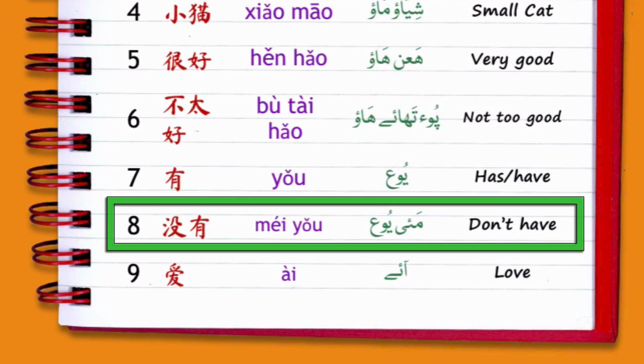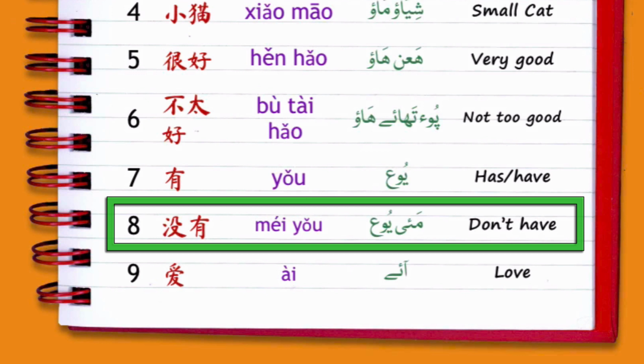没有 means don't have. When we go to China, we often hear these two phrases, 有 or 没有. Specifically, when you are in the market and you ask some shopkeeper, I want to buy this product, do you have it? Then normally you hear either 有 or 没有.